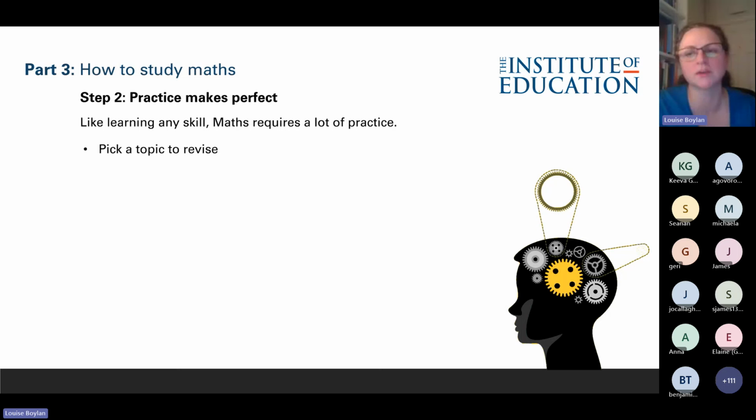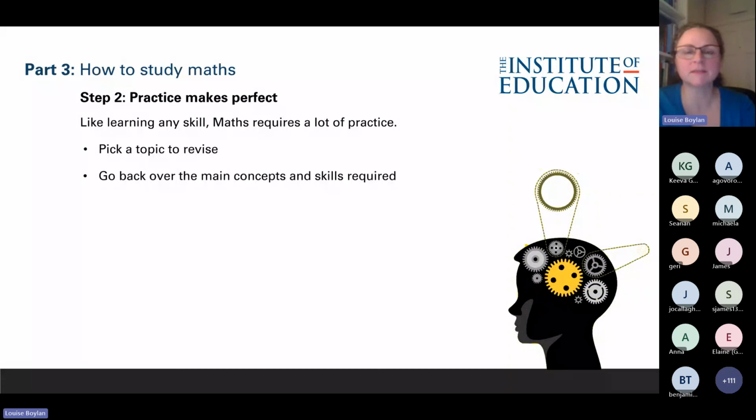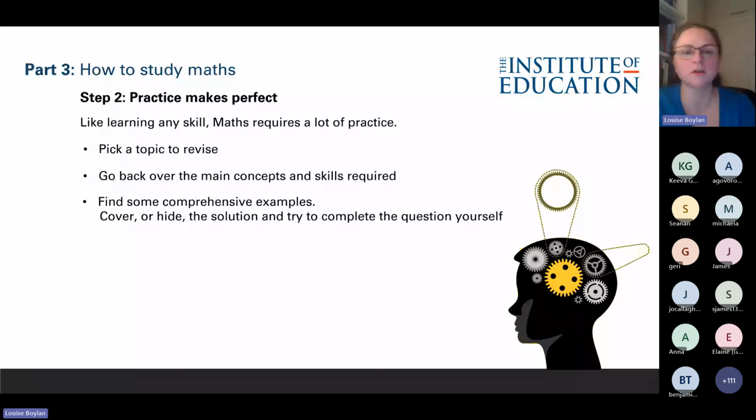Okay, so what I would suggest you do is pick a topic to revise. Go back over the main skills and the main concepts, right? Try a couple of questions from each section within your textbook. Find some good examples. Now, this is important. If you sit down to try a question, make sure that you have a solution or an answer somewhere, right? Or somebody who can help you, because there's nothing more frustrating than starting a question, getting stuck, and then having nowhere to go.